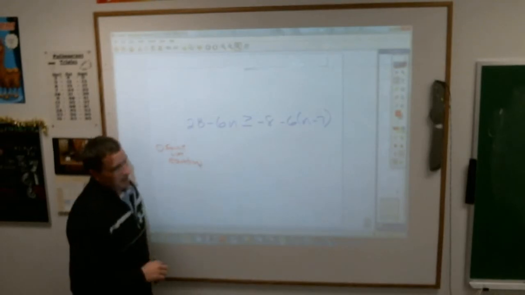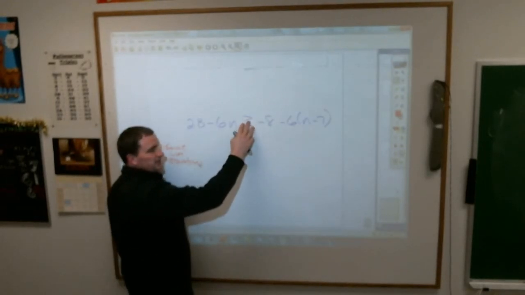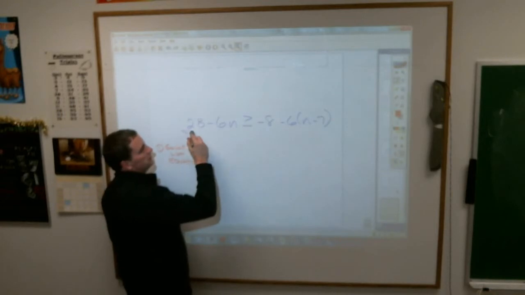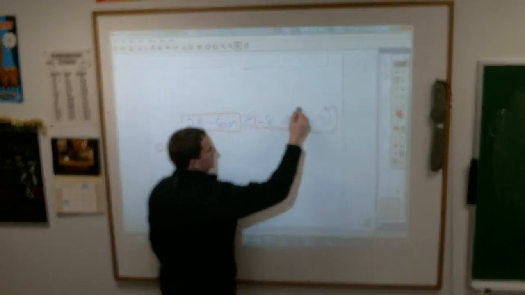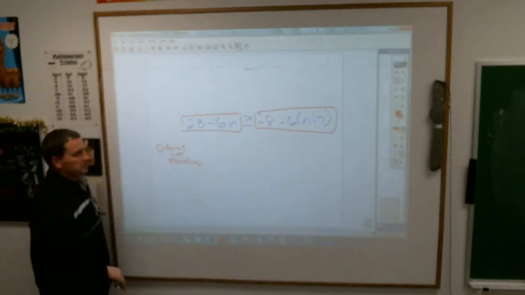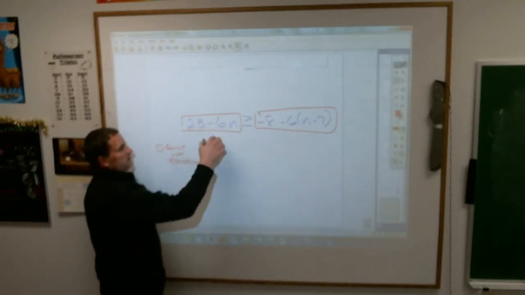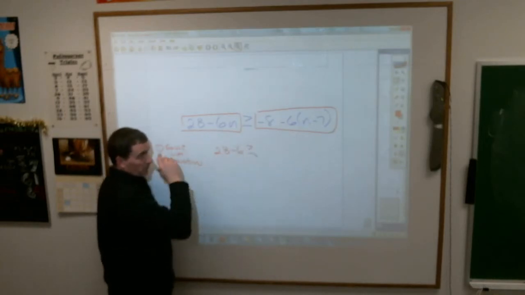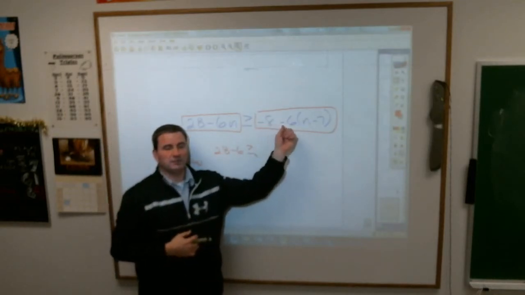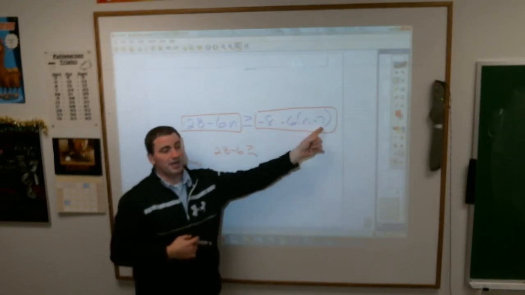If this had just an equal sign in here, what would you do? The first thing you do is simplify both sides of the equation. What can you do to make them simpler? Well, this one you can't do anything with because it's just 28 minus 6. But this one over here, you do the distributive property first.